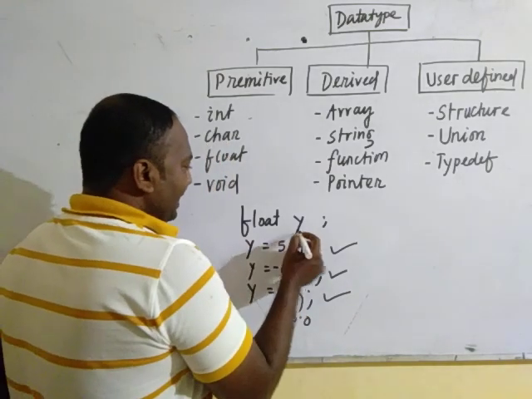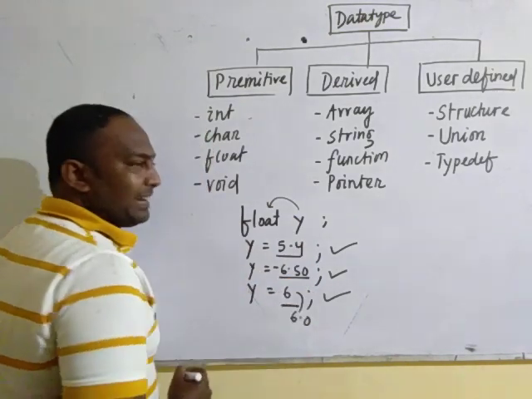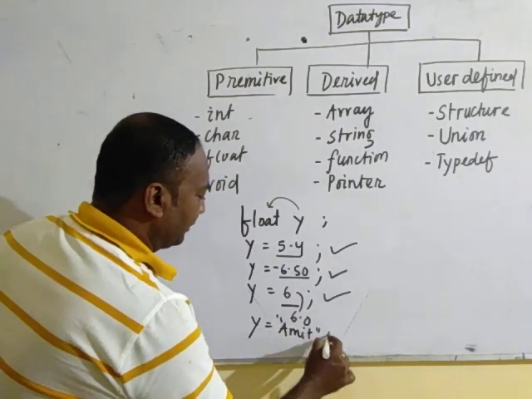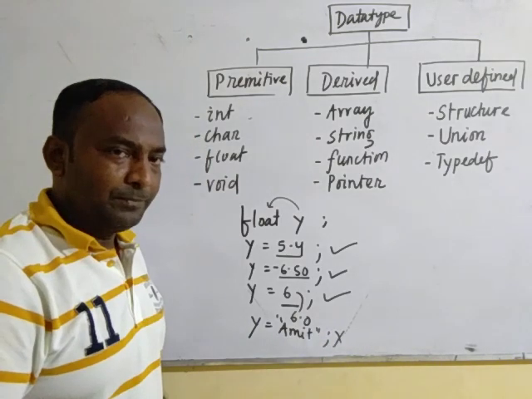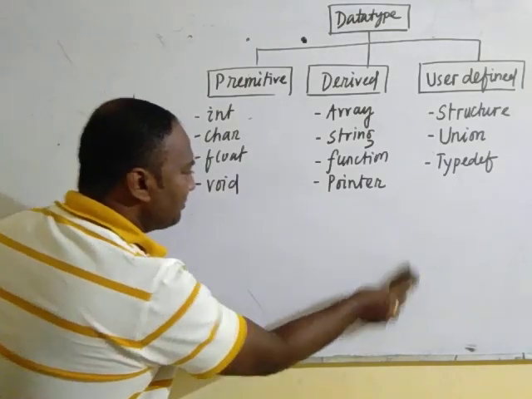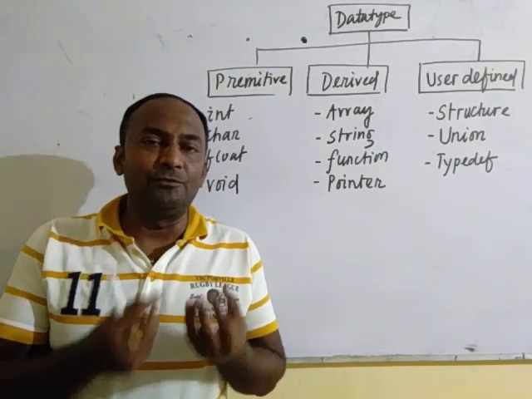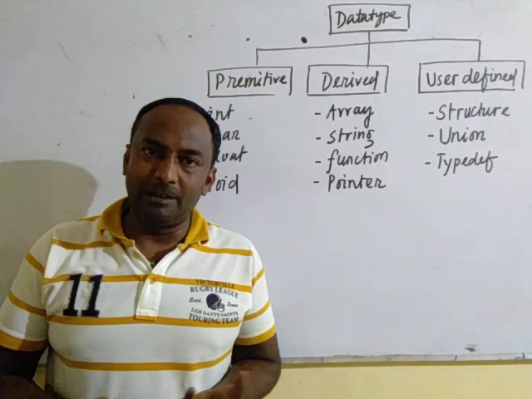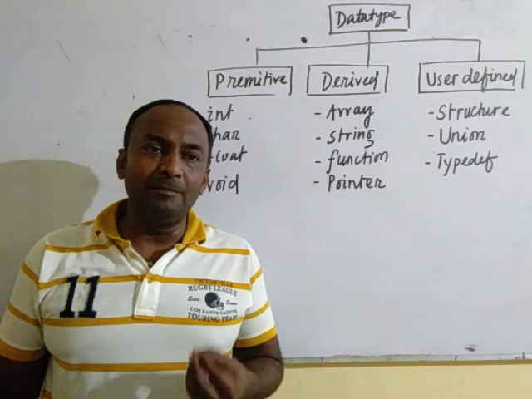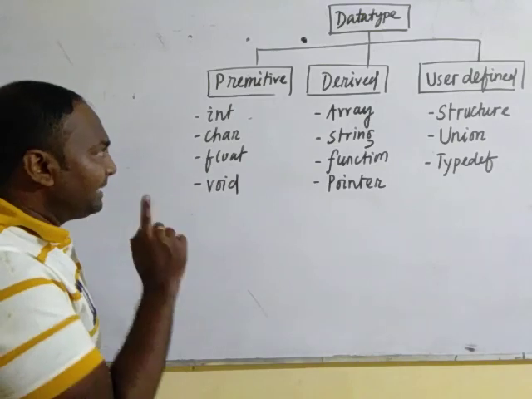Okay. So as y is a float data type, it can store float values or floating point values or fractional values. But if you write y is equal to Amit, it is wrong because it is a string, a character data type. So data type determines which type of data a variable can store. x can store only integer values, y can store only float values or fractional values, in its memory location.